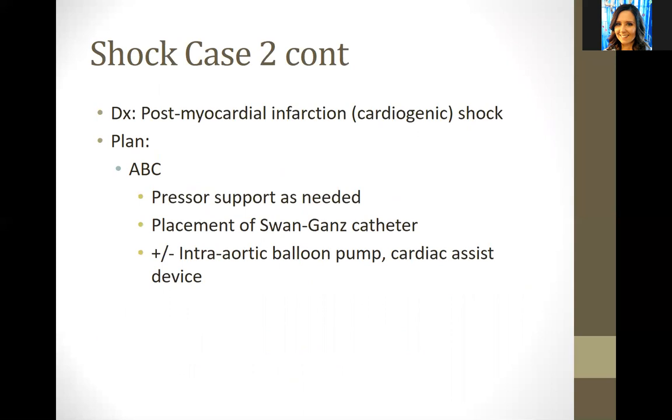ABCs, airway, breathing, circulation. If he needs pressors, let's do vasopressors. If he needs inotropic support to squeeze and improve contractility of the heart, we can place a Swan-Ganz or PA catheter, measure all those hemodynamic values like CVP, cardiac output. He may need a balloon pump, an intra-aortic balloon pump, or some sort of cardiac assist device to help with that contractility. Because once that cardiac tissue has died or necrosed, it's not coming back. Good.